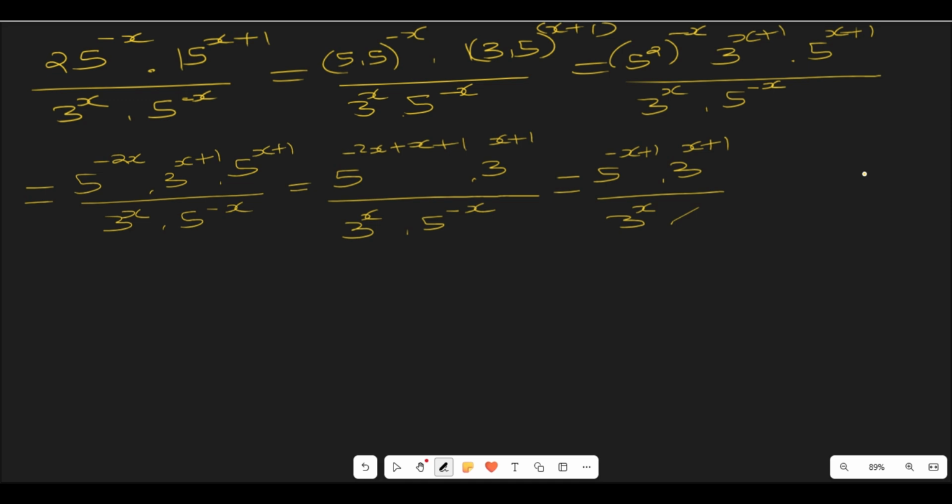It's division now. When it's division, you just subtract the indices. 5 to the power negative x. So when it's here on the denominator is 5 to the power negative x, and when it's division, let's focus on the base 5. We start with the numerator exponent x plus 1, right? And then we subtract the index of the same base in the denominator, which is subtract negative x.